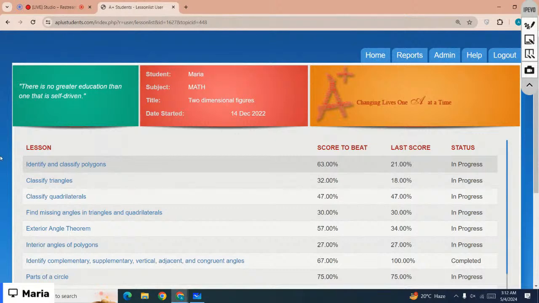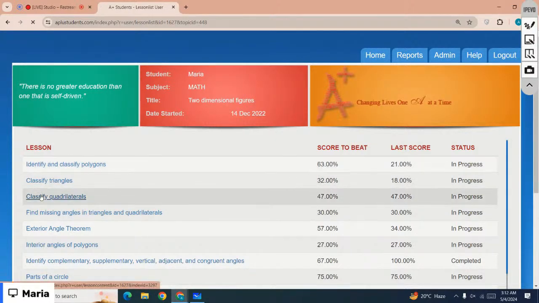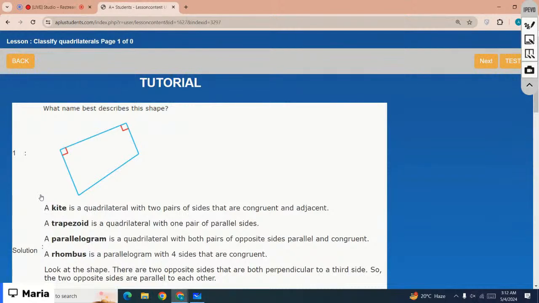The next lesson is classify quadrilaterals. Let's just start with the next lesson. What name best describes this shape? So you are given a shape, you have to find the name of the shape, right?